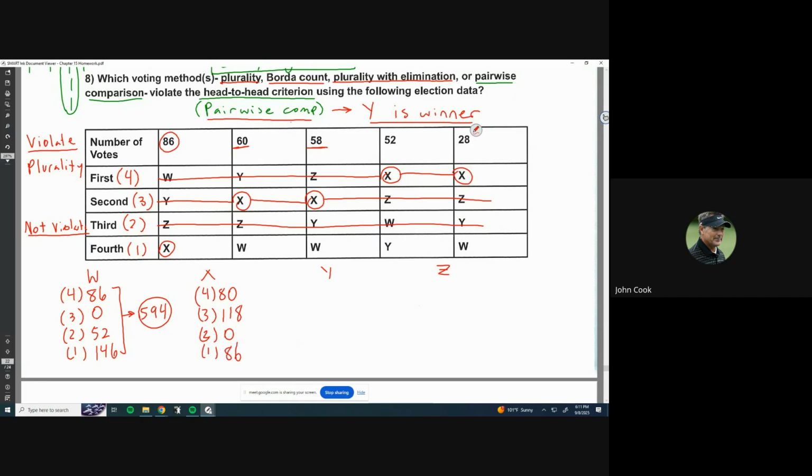All right, so let's go ahead and add these points together on our calculator. So 4 times 80 plus 3 times 118 plus 2 times 0 plus 1 times 86. So that's giving me a total of 760 points. All right, let's go to Y. So that's going to be 4 points for first, 3 points for second, 2 points for third, and 1 point for fourth place. Okay, so now let's go ahead and circle all the Y's.